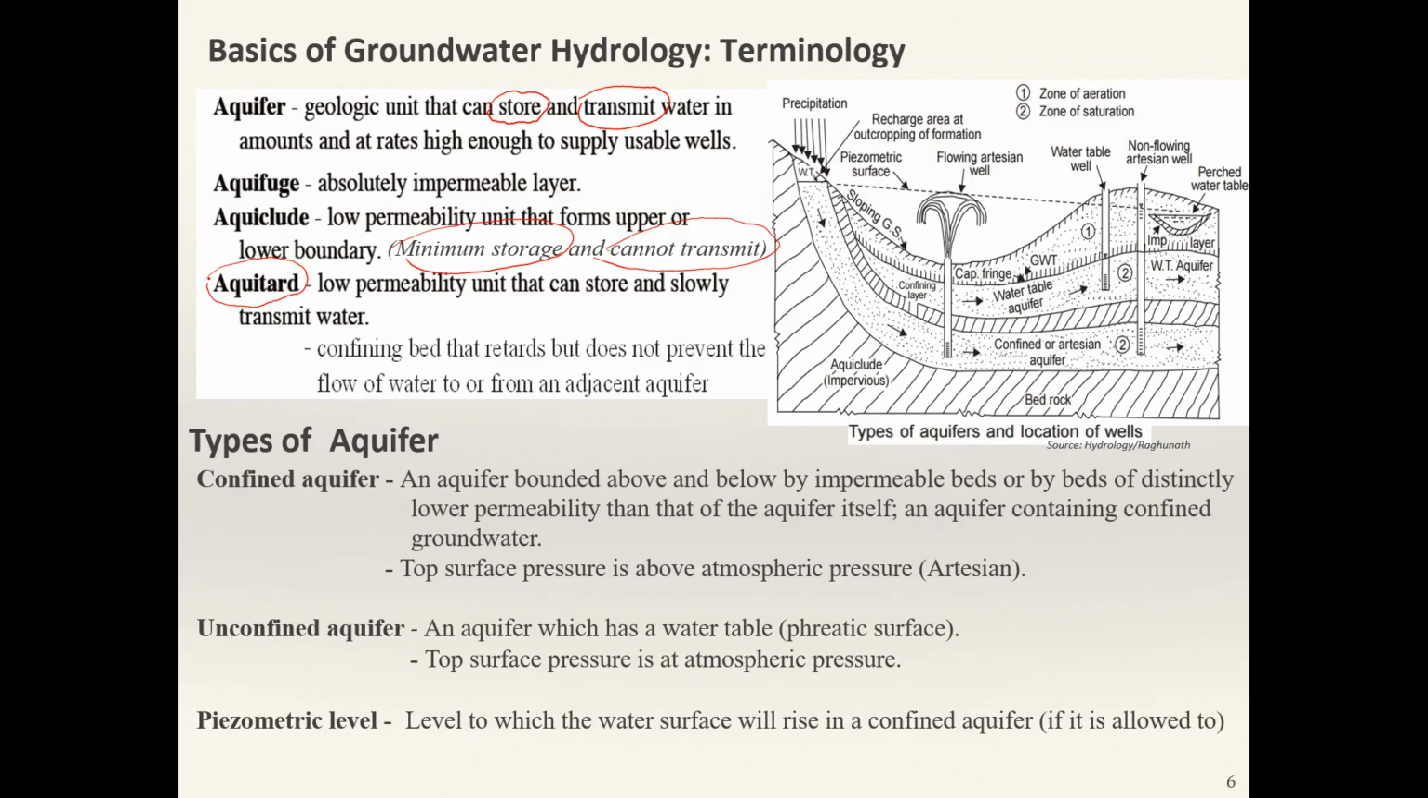So what is it? It's a low permeability unit that can store and slowly transmit water. Can anyone give me an example? What kind of geological formation is it? Aquitard.